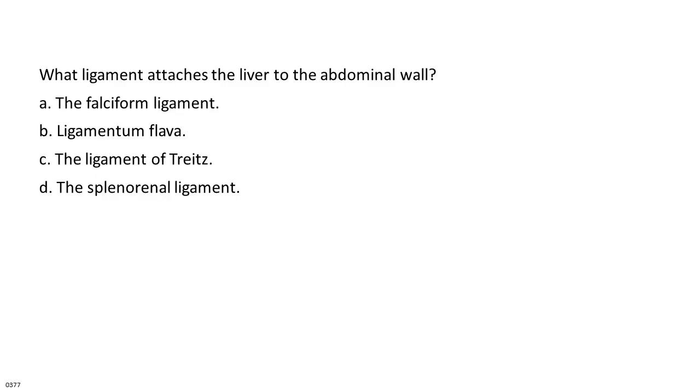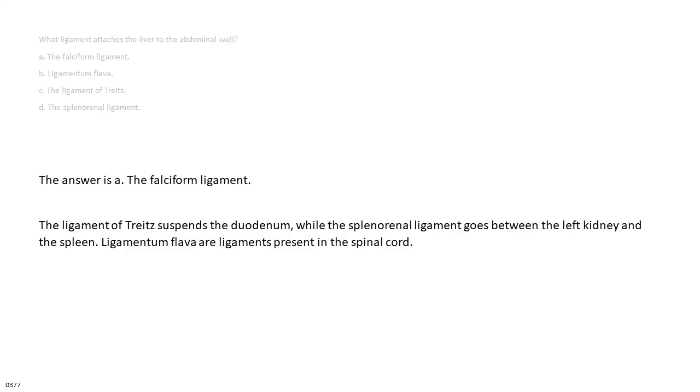What ligament attaches the liver to the abdominal wall? A. The falciform ligament. B. Ligamentum flava. C. The ligament of Treitz. D. The splenorenal ligament. The answer is A. The falciform ligament.